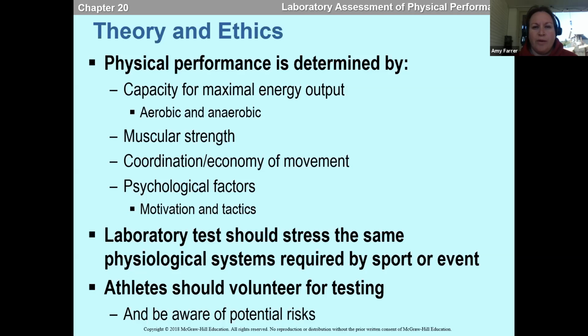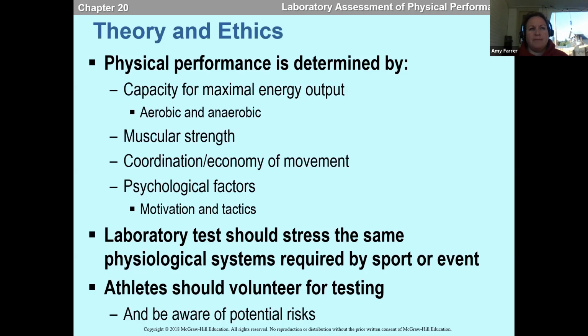We need to make sure that we are attempting to test what we want to assess. So if we want to test our aerobic capacity, should we be looking at a maximal vertical jump test? No, they don't line up. So we should stress the same systems required by the sport and activity so that we actually have a measure that's meaningful.